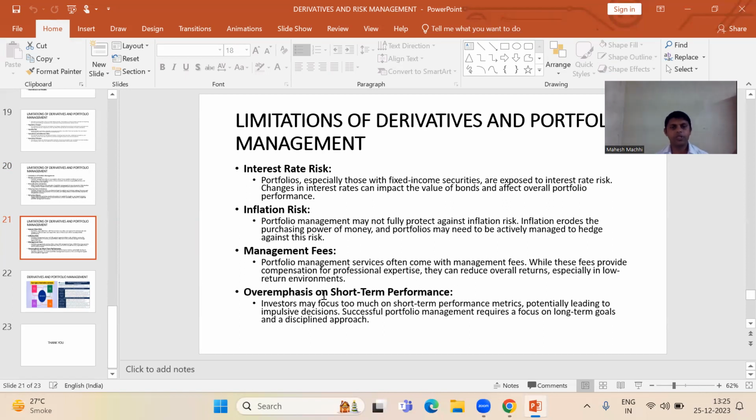Management fees. Portfolio management services often come with management fees. While these fees provide compensation for professional expertise, they can reduce overall returns, especially in low-return environments.